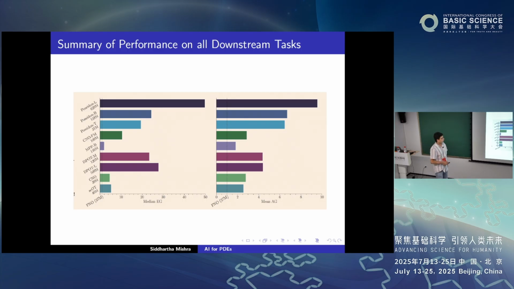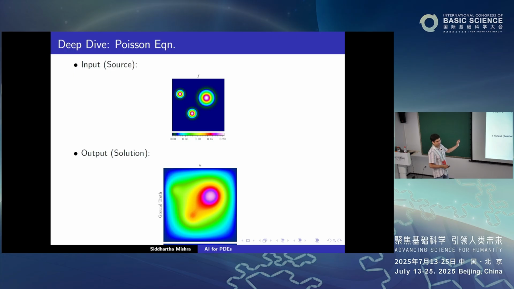And now, just to finish, let me give you an example to illustrate how this model works. This is just the Poisson equation. Very, very simple problem, right? This is the forcing term, this is the solution. Just diffuse this out. But remember that from my model's perspective, this is a very, very hard problem.